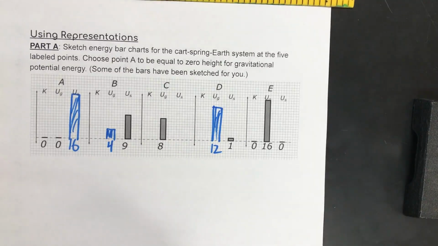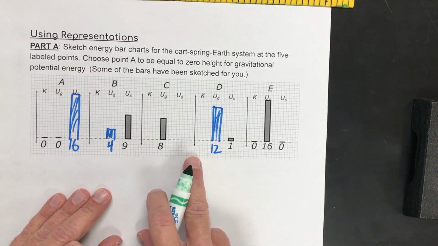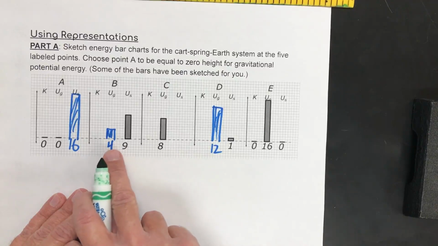So what about here? Now we've got the potential energies in there, so now the kinetic energies, let's look at them. Well, this one's easy. We've got to have a total of 16.